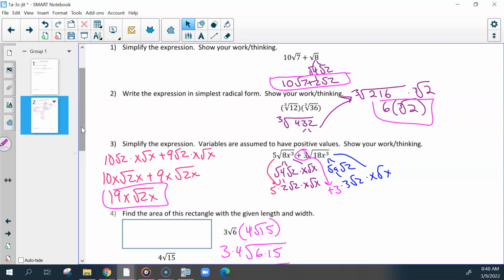So the highest perfect square that goes into 432 is 216. Perfect cube is what I meant to say. And then the cube root of 216 is 6. And the cube root of 2 cannot be simplified. So 6 times the cube root of 2 would be our simplified final answer. What questions do we have on that one?